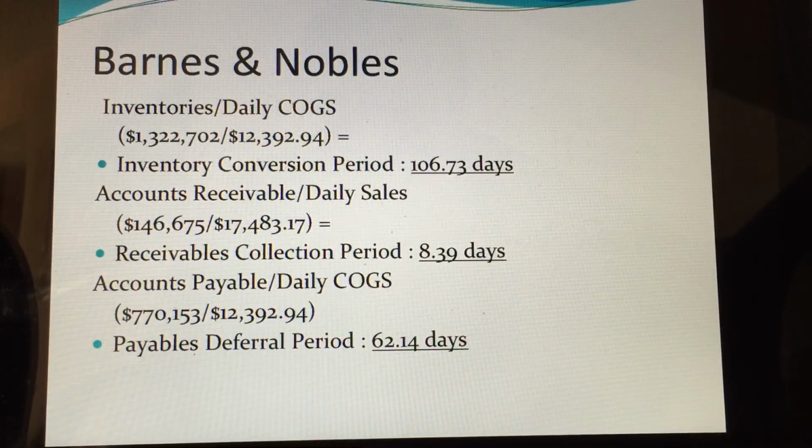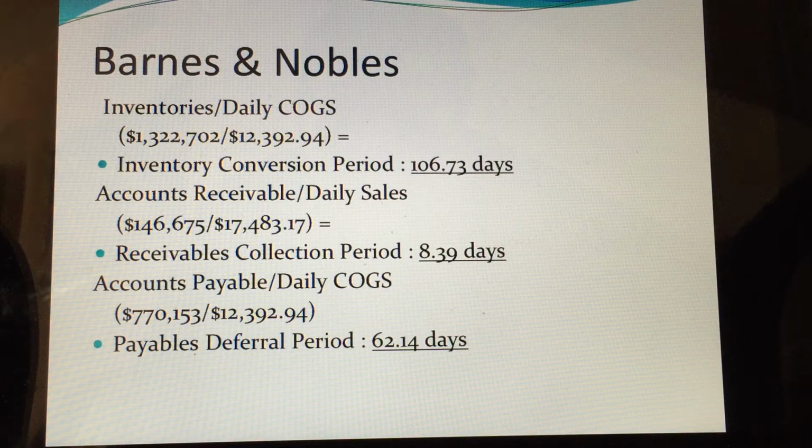Next, you use the average inventories and divide it by the daily cost of goods sold that we just showed you to get the inventory conversion period, which is 106.73 days. Next, we wanted to find the receivables collection period, which is just the average accounts receivable divided by the daily sales, and that gives you 8.39 days. Lastly, we had to get the payables deferral period, which we get by getting the average accounts payable and dividing it by the daily cost of goods sold.